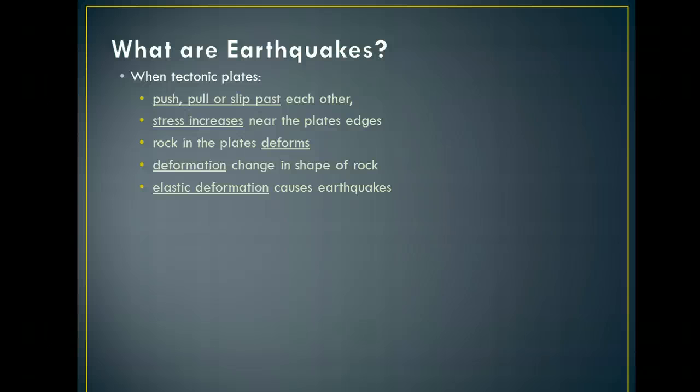It's kind of like if you're trying to push a really, really heavy box on something really rough. What happens is near the plate edges where these things rub past each other, you get a lot of stress built up. The rocks in the plates tend to deform, so they tend to kind of warp or deform, and basically what that does is it changes the shape of a rock. Elastic deformation. Remember, elastic means it's kind of springy. Deformation means it's deformed. The elastic deformation is going to cause the earthquake.